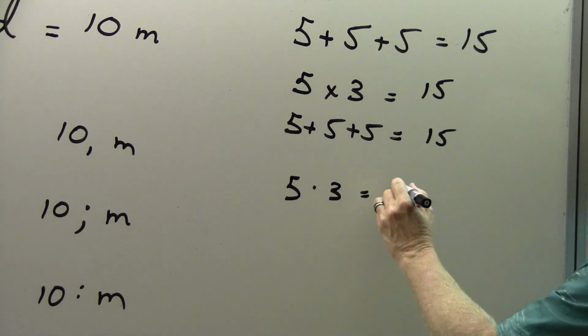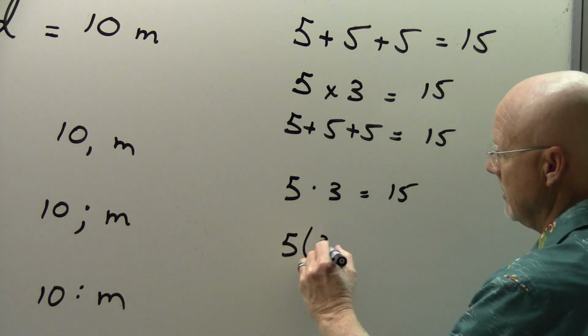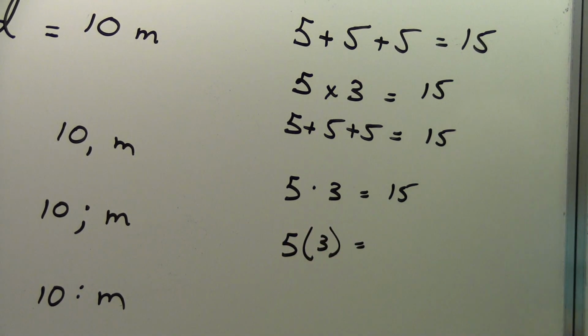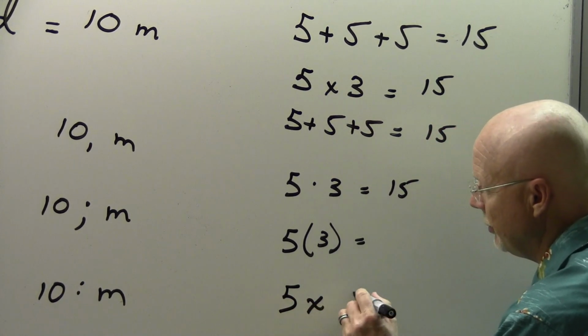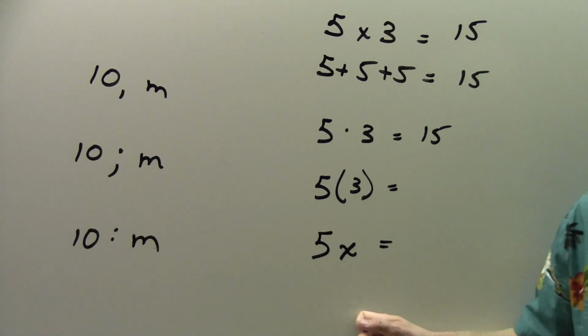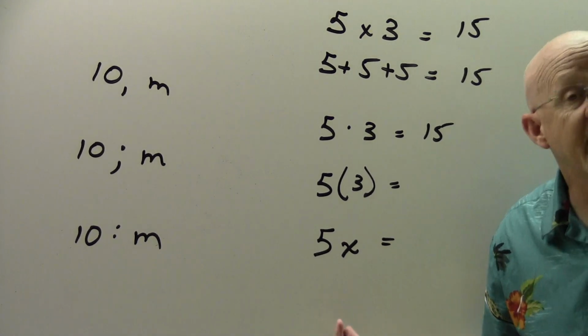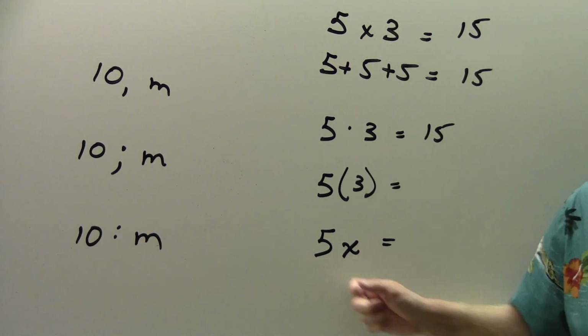Now, as you got older, you then learned that maybe a nice way to write it is with a dot. And as you got even older, you say, well, maybe it's nice to write it with a parentheses. And then as you got older and got to variables, you said, why don't we just do that? Now, this is the one I want to talk about. What do you mean by this? Now, maybe you didn't learn this till about 8th grade, as you started to get to variables, or even 9th grade here. But what do we mean by 5x?